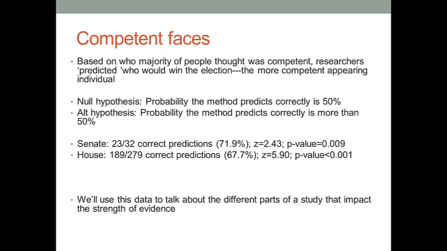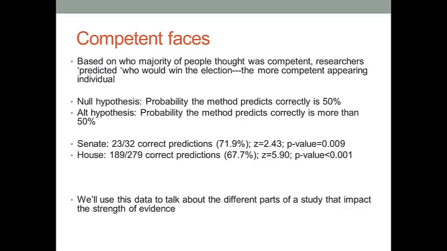The null hypothesis in this study is that the method correctly predicts the winner 50% of the time. The alternative hypothesis is that this method will predict the winner correctly more than 50% of the time. In other words, that voters tend to choose the more competent looking individual.